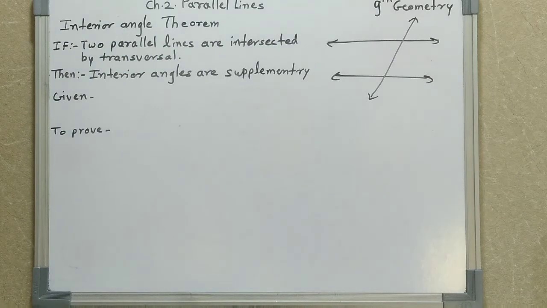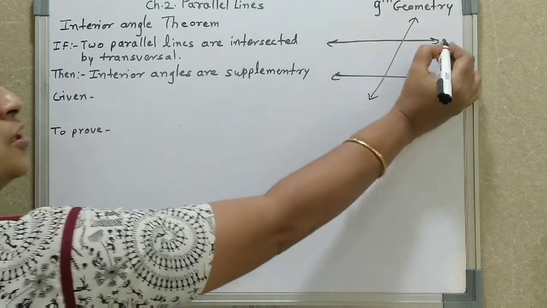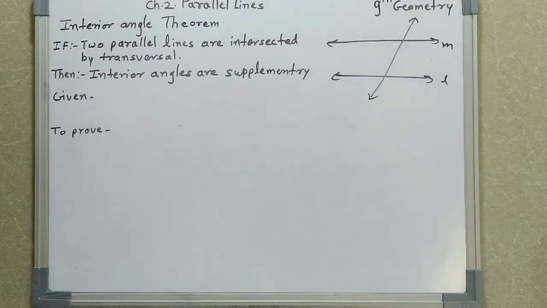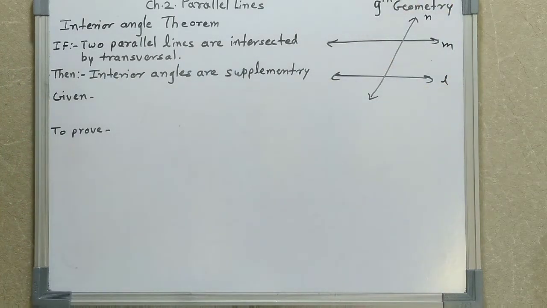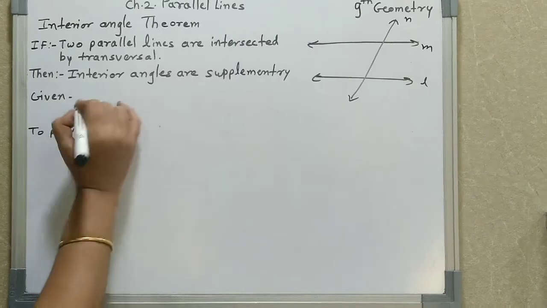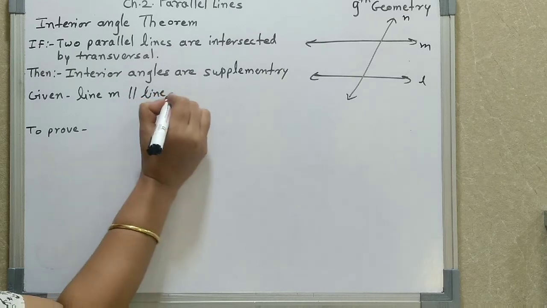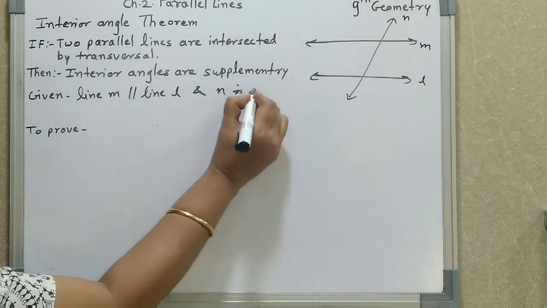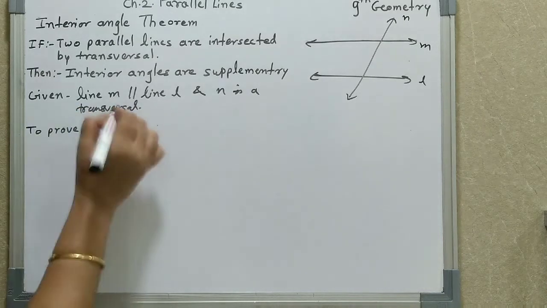Now first I draw a diagram and then we start. Here are two lines, line M and line L. These are the two parallel lines, and this is the line N that intersects these two parallel lines. Now what is the given here? Line M is parallel to line L and N is a transversal. Okay, these are the given part.